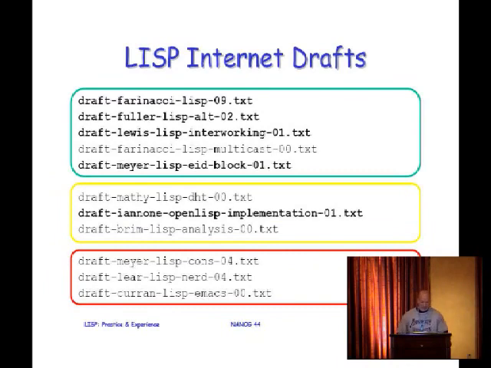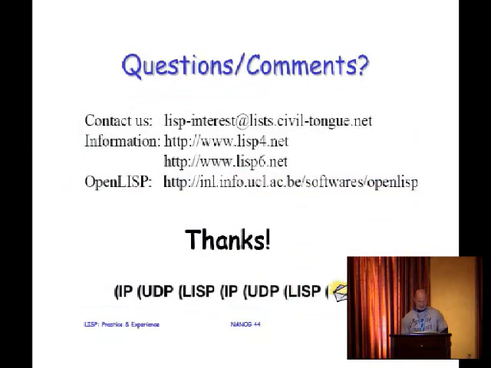And then Luigi and his crew in Brussels have this OpenLISP implementation. They also have an interesting idea about how to use a DHT as a mapping system, although it's not well cooked. It's shown there. And these ones in red are some other things we tried in the early days when we were thinking about different kinds of mapping systems. So that's about it. Get on lisp4.net or lisp6.net. See what you think.